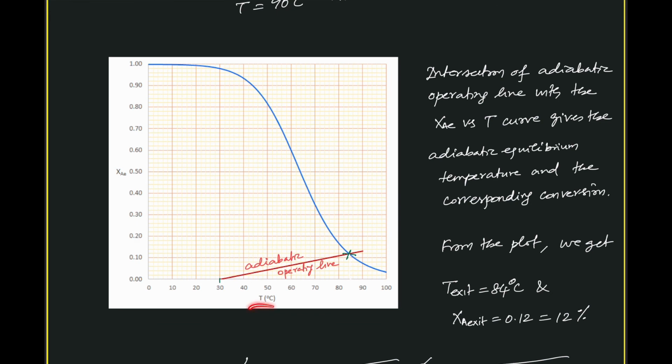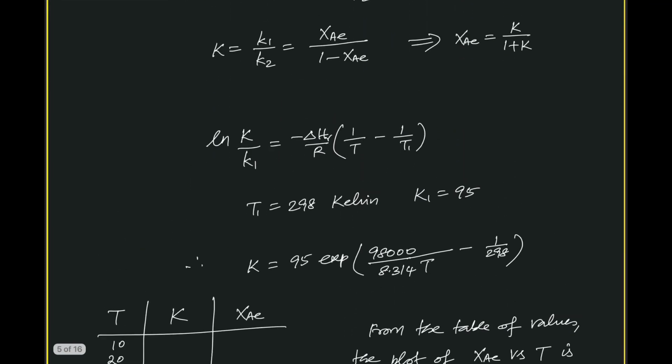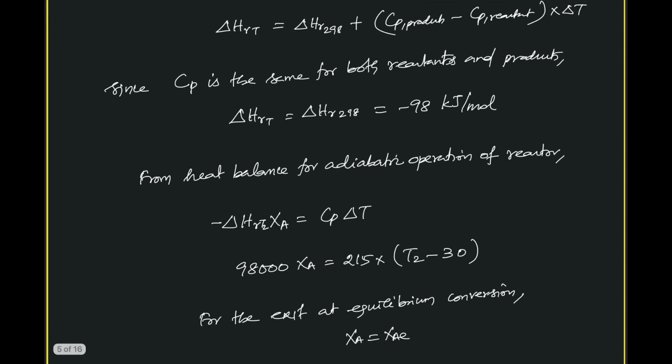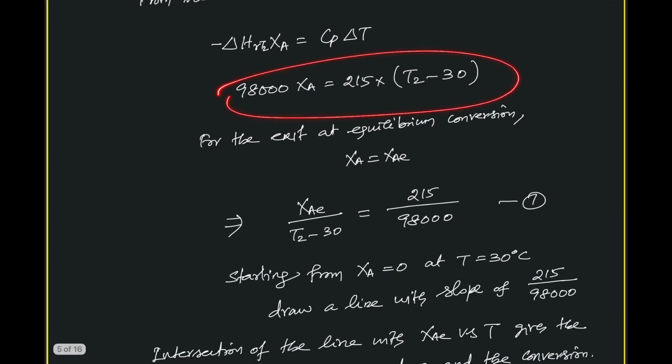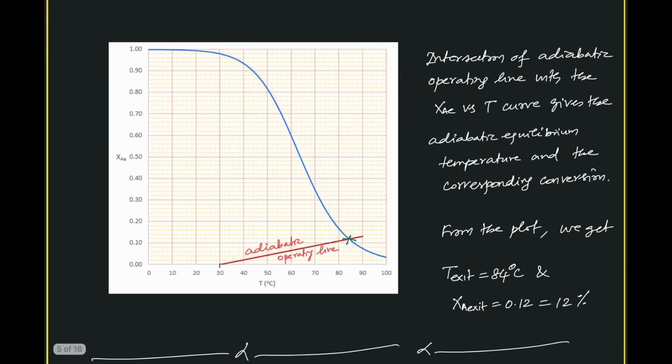XAE versus T is generated. We also have the equation of the adiabatic operating line. The reaction is going to happen in an adiabatic reactor. The adiabatic operating line is obtained from the heat balance, which is heat evolution per mole of A converted equal to Cp of feed into delta T. So this equation is plotted. That is simply a straight line, and the intersection point with this curve is read from the graph. Okay, good. Thank you.